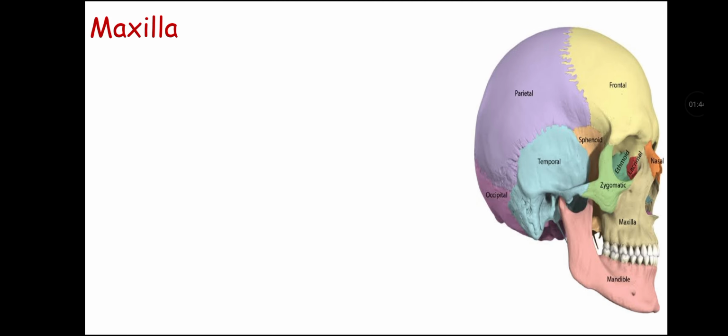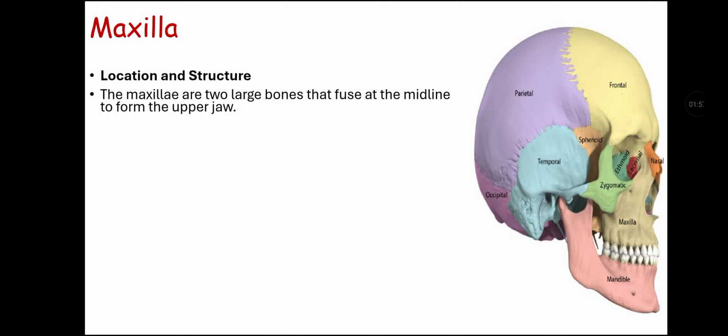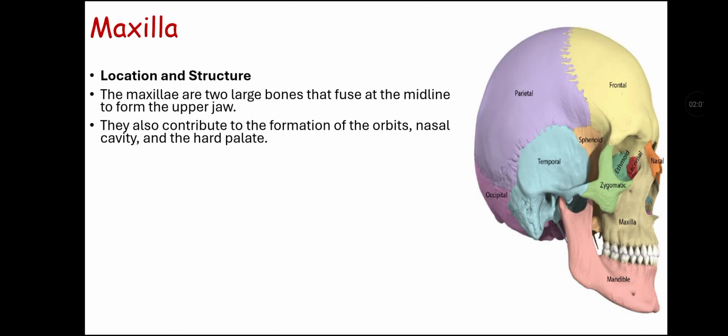Next bone is the maxilla. As you can see here in the diagram, the skin colored bone that is holding up the upper teeth is the maxilla. It is a paired bone, that means there will be 2 maxillae in every skull. Location and structure. The maxillae are 2 large bones that fuse at the midline to form the upper jaw. They also contribute to the formation of the orbits, nasal cavity, and the hard palate.